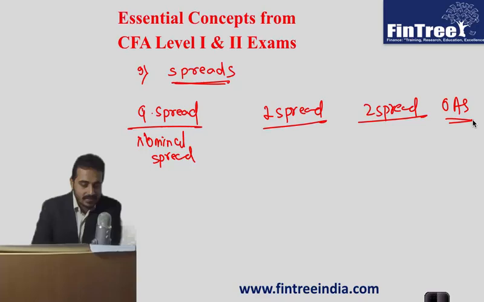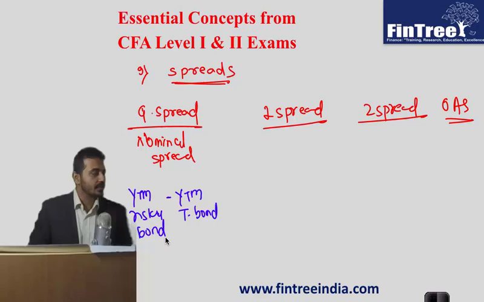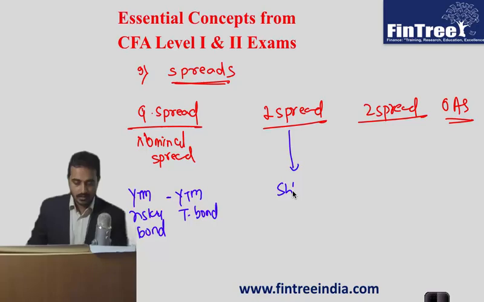Can you tell me what is the G spread? Correct. So you would say YTM on a particular risky bond minus YTM on a treasury bond, just the difference between two YTMs, that would be referred to as the G spread or nominal spread. I spread, correct. Here the benchmark that is used, instead of using treasury bonds, we use swap rate, which is essentially again interpolated using LIBOR.